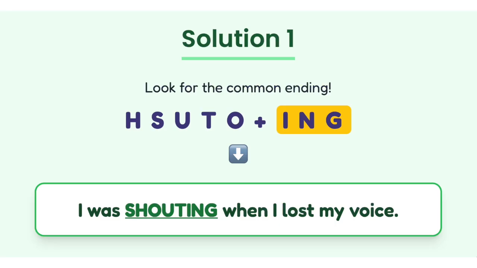Did you figure it out? Let's use strategy 2 and look for common endings. The anagram contains the letters I, N, and G. If we take ing off, we are left with HSUTO. If you lost your voice, you were probably making a lot of noise. Unscramble HSUTO to get shout. Add the ing back on, and our answer is shouting.